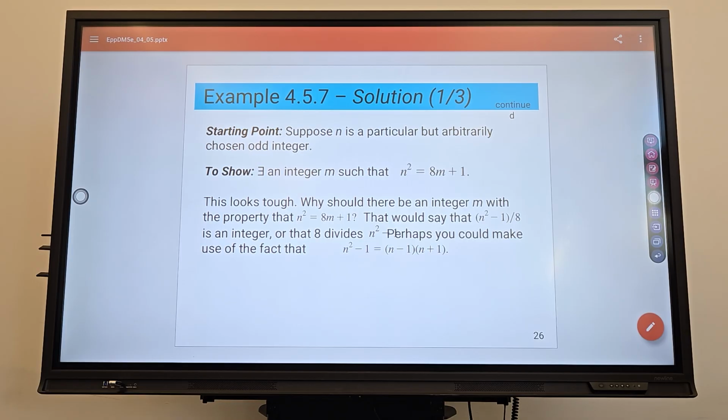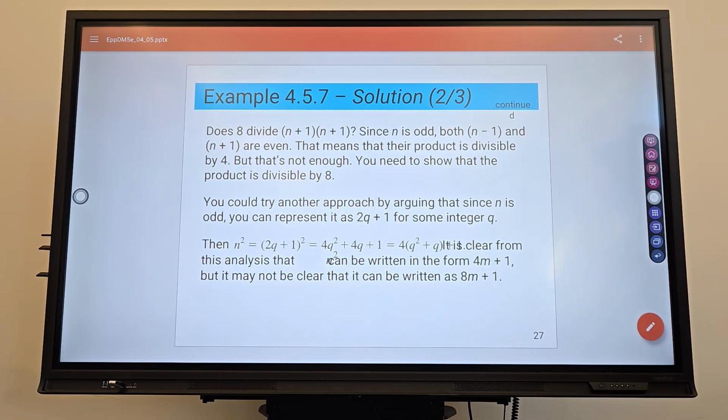Why should there be an integer with that property? That would say that n squared minus 1 over 8 is an integer, or that 8 divides n squared minus 1. Perhaps you could use the fact that n squared minus 1 equals n minus 1 times n plus 1. Does 8 divide n plus 1 times n minus 1?